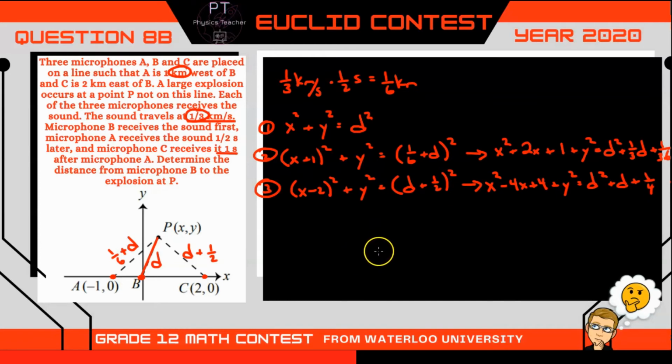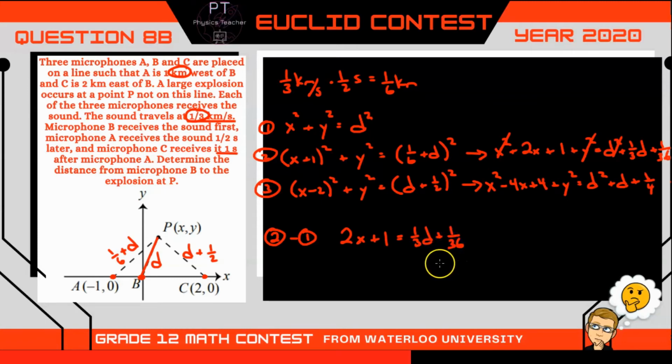Now I'm going to subtract the first equation from the second equation. So we're doing equation 2 minus equation 1. When we do that, the x squared and the y squared terms cancel because we have x squared minus x squared, y squared minus y squared. So we're left with 2x plus 1, and our d squared term cancels, so that equals 1/3 d plus 1/36.